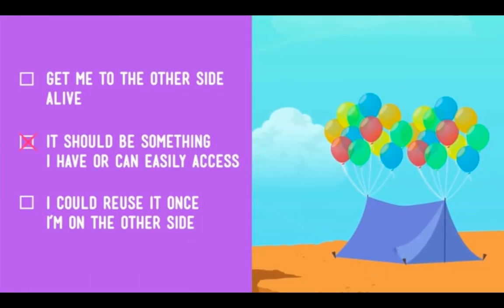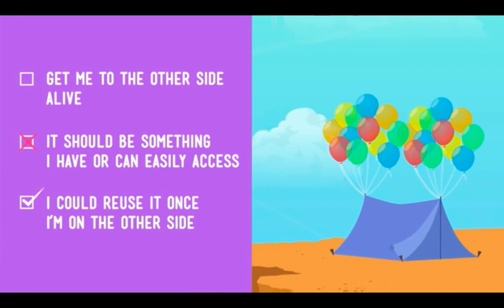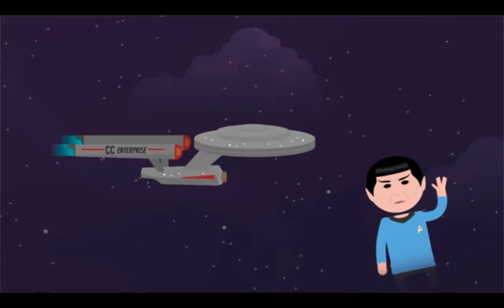As for requirement 3, we should be able to use them as balloons again on the other side if we want to. So that's something. But what about requirement number 1? Remember the one about getting us to the other side alive? Well, as an engineer, it's important to think big, and sometimes that involves crazy ideas that people would never have thought possible, like spaceships or computers. There's nothing wrong with thinking like that, and you totally should think like that during the engineering process.